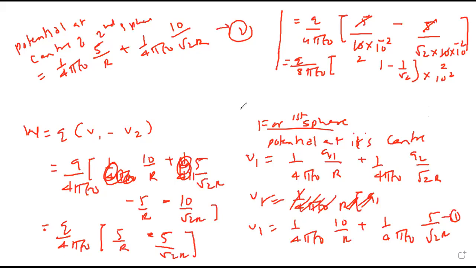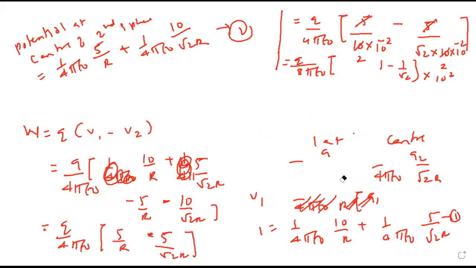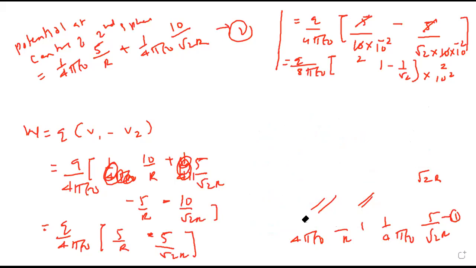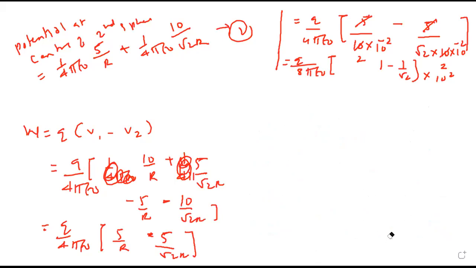Yes, sir. I think in the answer, 10 raised to 2 is not included, because centimeter has to be converted into meter. So either it must be 10 meter, or that 10 raised to factor they have forgotten to write. So the concept you followed: potential at the ring's center, first one, second one, then difference.